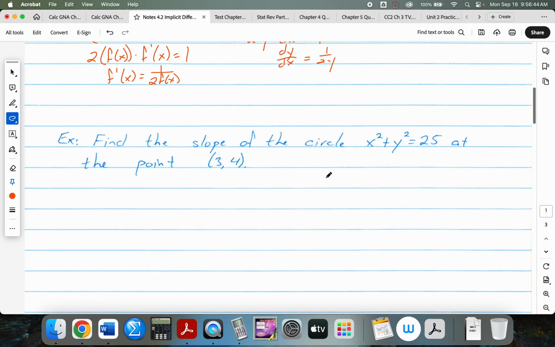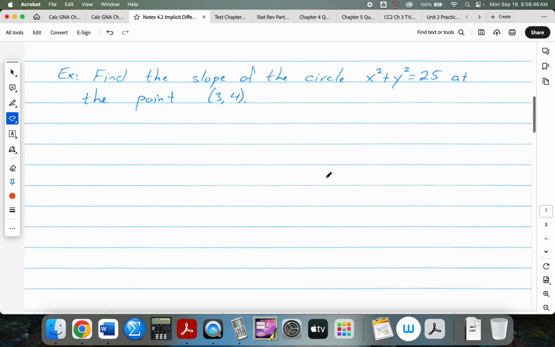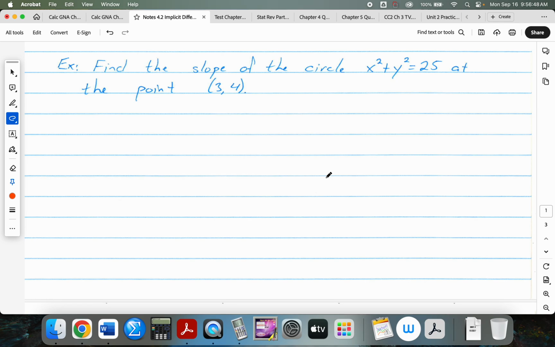So, for example here, find the slope of the circle, x squared plus y squared equals 25 at the point 3, 4. Okay, so I'm going to take the derivative with respect to x on both sides. If it just has x in it, I just take the derivative like I normally would. So the derivative of x squared is 2x.